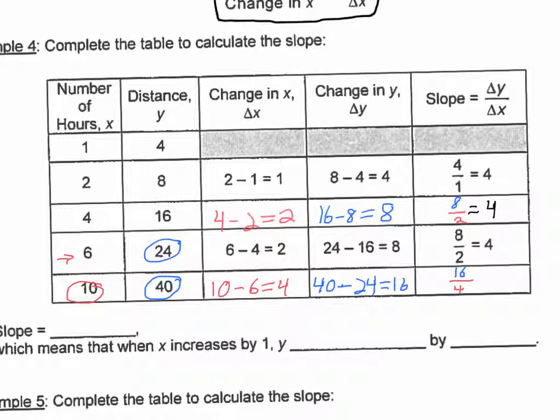So we fill that in on our slope, our vertical change, or our change in y. And if we simplify, what is 16 divided by 4? Well, our final here is 4. So that's a good thing. It's a good thing that we got the same slope no matter what row of the table we were looking at.